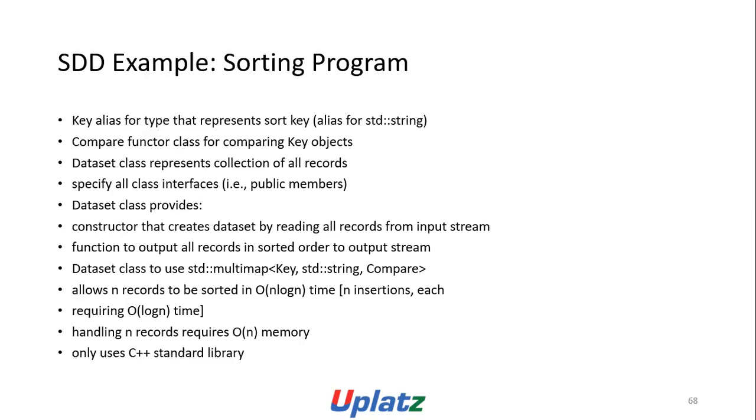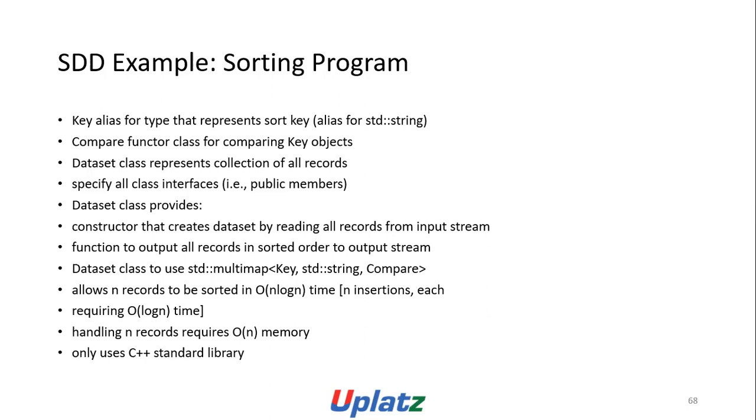facilitates better software testing since certain types of testing benefit from understanding of software design. SDD example, sorting program: key, an alias for the type that represents the sort key; an alias for std::string; compare functor, a class for comparing key objects; the dataset class represents the collection of all records. Specify all class interfaces, that is public members the dataset class provides: a constructor that creates a dataset by reading all records from input stream, and a function to output all records in sorted order to output stream.